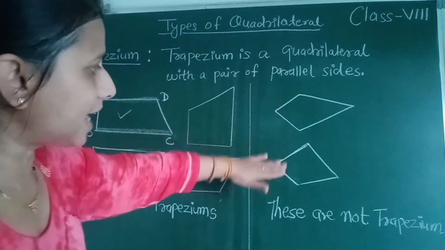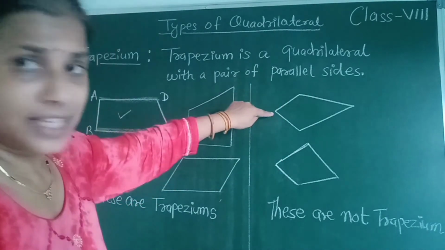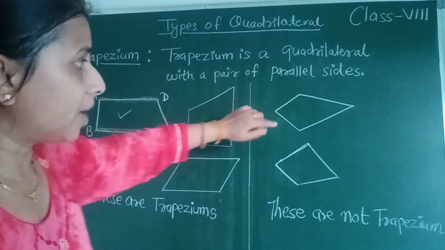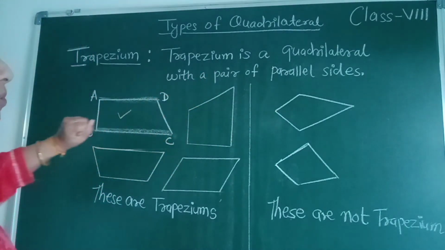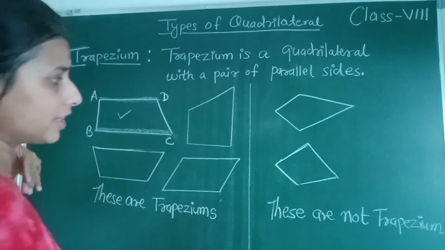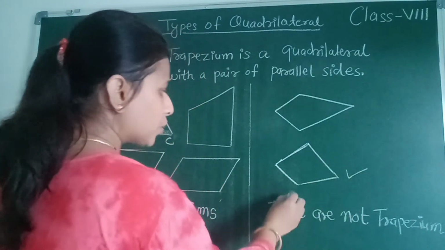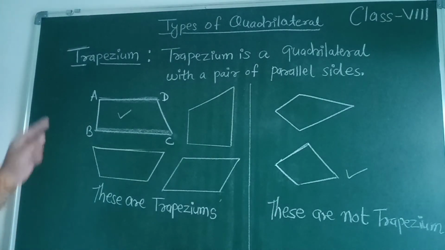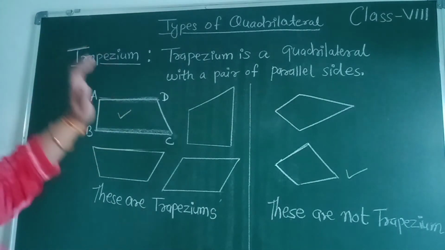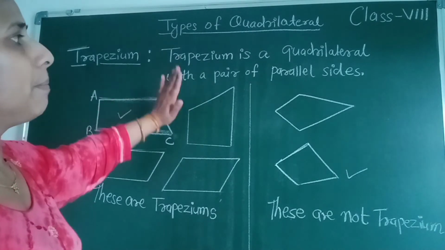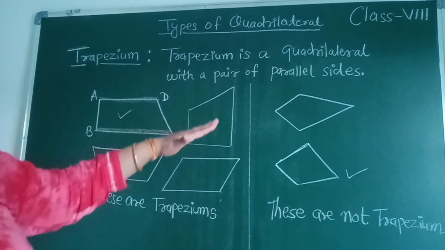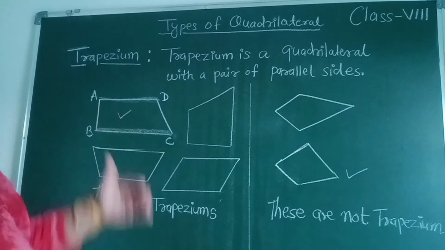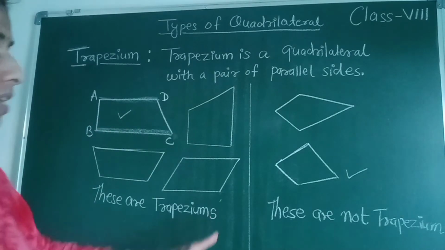And look at these diagrams also, students. In this diagram no pair of opposite sides is parallel to each other, and in this diagram also. So these are not your trapezium. So what do you have to remember? You have to remember only one point. It means in any quadrilateral, if there is a pair of parallel sides, that quadrilateral will be a trapezium, otherwise not.